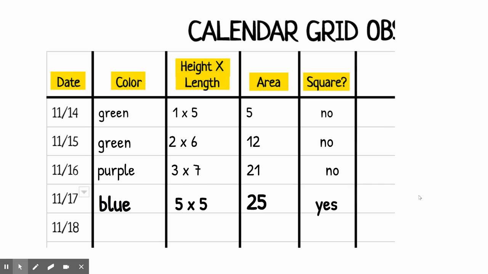Good work. Well, hopefully you found out on the 17th, the color, of course, was blue. The height was 5 and the length was 5. That equation would be 5 times 5, which would make the area 25 units. And then, yes, it is a square because it has all 4 sides being equal.